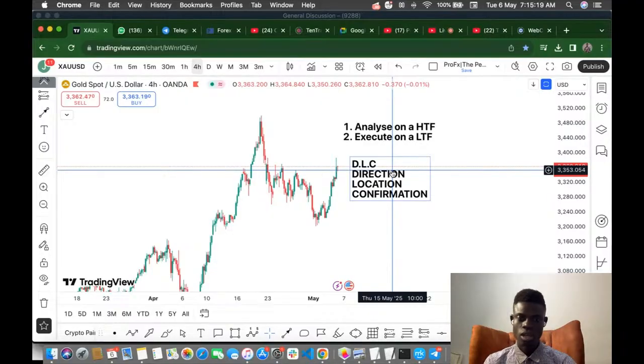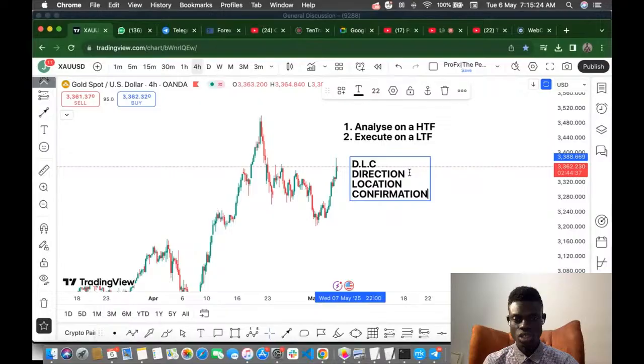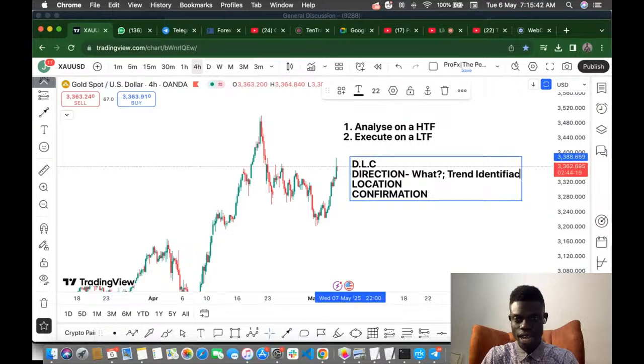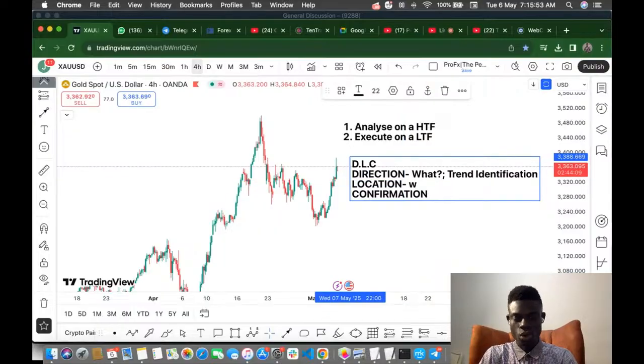Next thing that comes to mind is, okay, I need to have a direction. Direction tells you what the market is doing in terms of trend identification. Location tells you where to get involved.